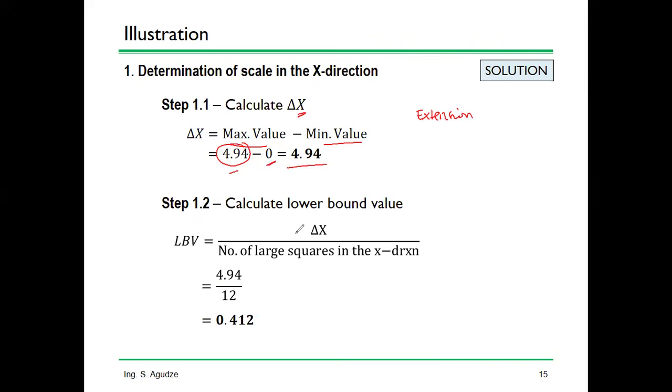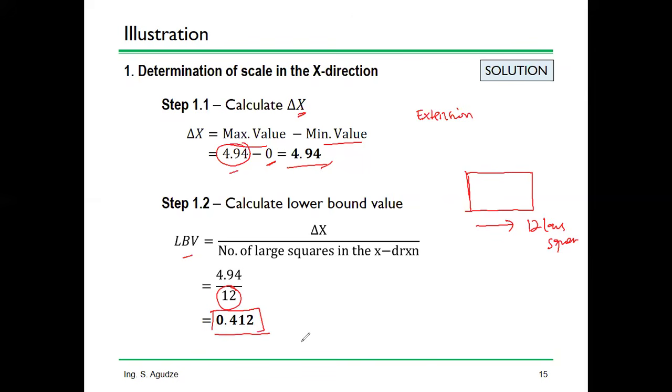Then the second step is to calculate the lower bound value. The lower bound value is change in x over the number of large squares in the x direction. Because we have turned the graph this way, you remember, in this direction we have 12 large squares. So we take this change in x, divide by 12 large squares, and our answer is 0.412. So take note of this value.